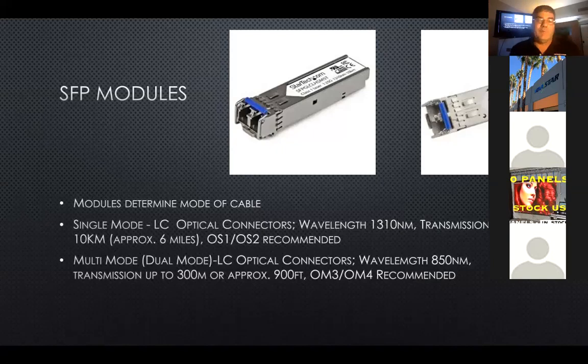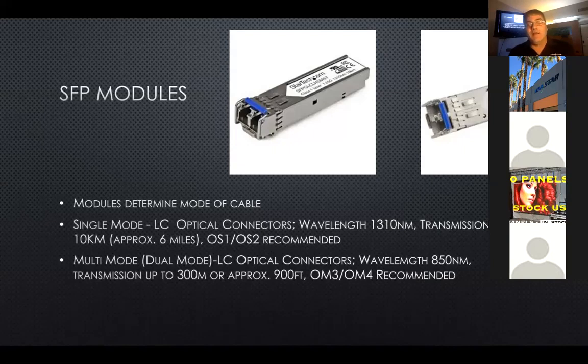The single mode will come with an LC optical connector on it. The wavelength will be about 1310 nanometers, and the transmission is up to 10 kilometers. If you're here in the United States, that's about 6 miles, okay? So that's a huge amount of transmission distance that I can get if my wall's in an install situation and I need to have control in another building someplace nearby, okay?